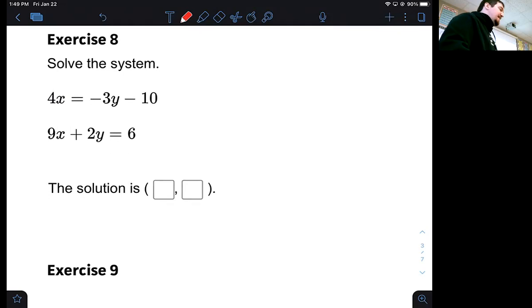Bit of a time crunch here. The goal was to practice, not to overwhelm. I'm not going to give you the same type of problem over and over again. We practice substitution, we practice elimination. This one you get to choose on your own.